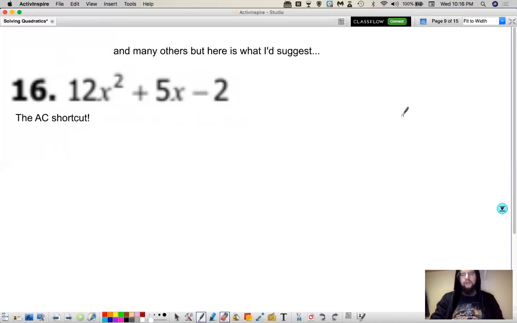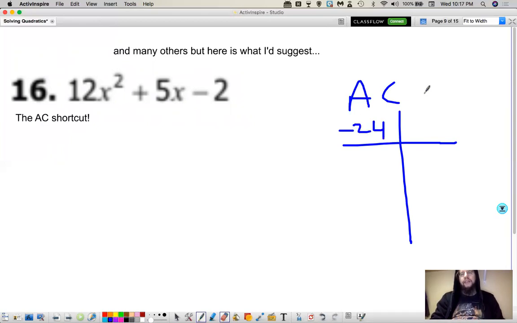So here's what we do. We make a t-table, a chart, whatever. Or you can think about it in your head. But we do a times c. What's a times c? 12 times negative 2, negative 24. And we want the factors that add up to b. It's b, 5. Seems familiar? Yeah, same thing. So I guess you could also do this chart for the other two methods.